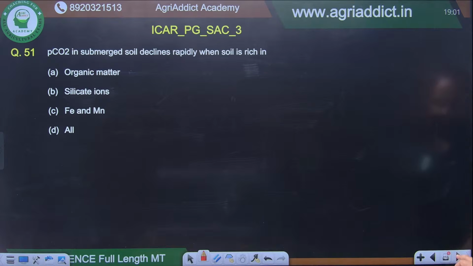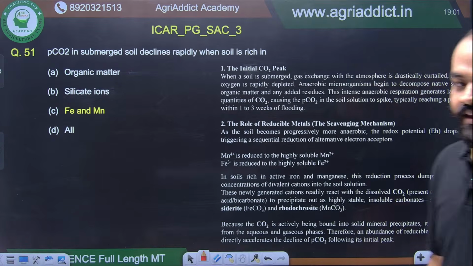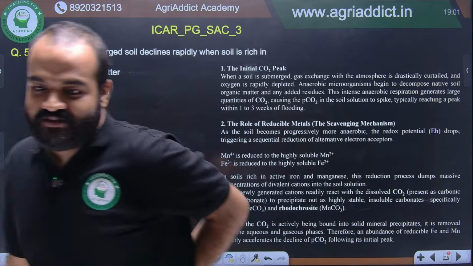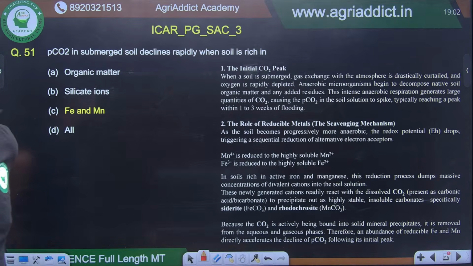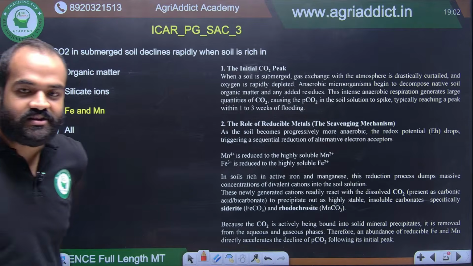Yes, you are correct. It is Fe and Mn. अब ये क्यों होता है उसको थोड़ा समझ लेते हैं. No, it is not silicate ions. It is not option B. It is not at all option B. It is option C. अच्छे से ध्यान से सुनना, समझ में आ जाएगा.